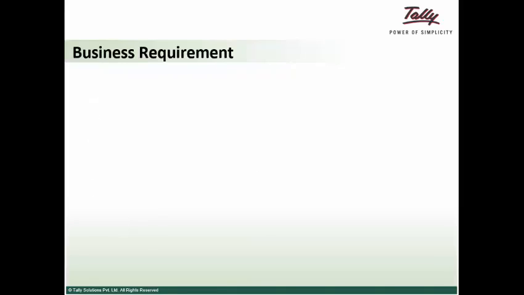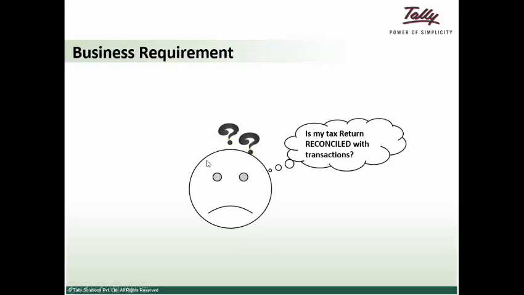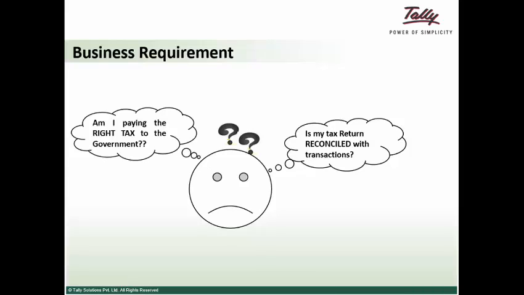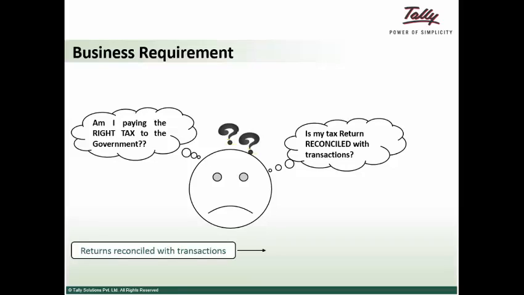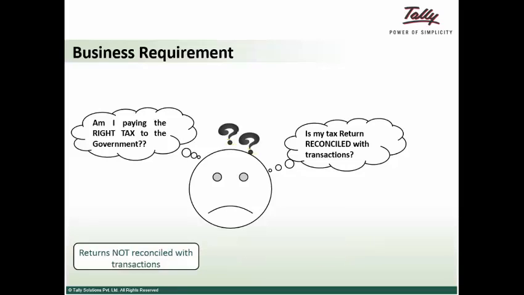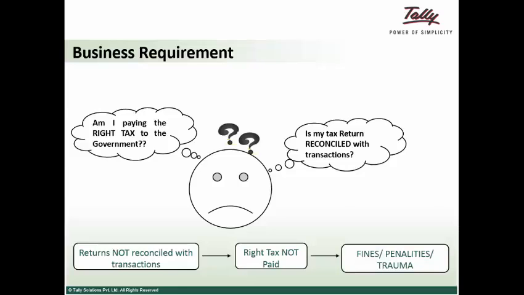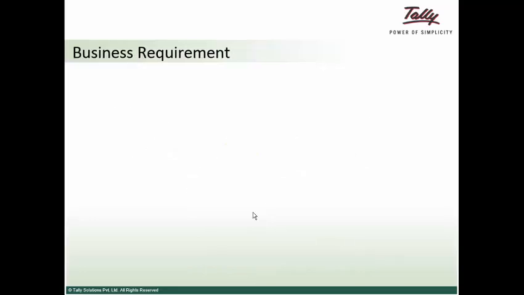Business requirement. The two big questions that a businessman asks himself are, is my tax return reconciled with the transactions? And am I paying the right tax to the government? If returns are reconciled with transactions and the right tax is paid, there is never a problem. But if errors are discovered in the returns or if the wrong tax is paid to the government, there are penalties and fines in addition to the harassment he goes through.